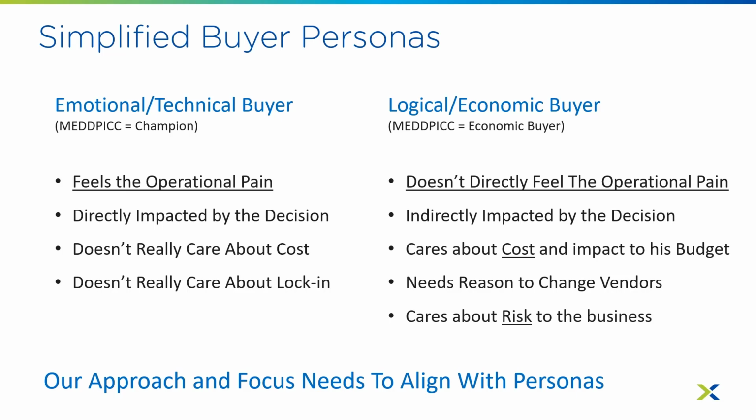Now, if we look at the logical or economic buyer, he doesn't really feel that operational pain. He's not coming in evenings and weekends and missing his kids' soccer games and those kind of things. So trying to land a simplified operations message with him isn't necessarily going to resonate because he's not directly impacted by that decision. But this is the buyer persona that very much cares about cost and impacts to his budget. He's got long-term vendor relationships with the competitors that we're up against, and he needs a compelling reason to actually change vendors and go against those relationships. And then adding a new vendor into the mix also introduces risk into the business, and he very much cares about risk mitigation.